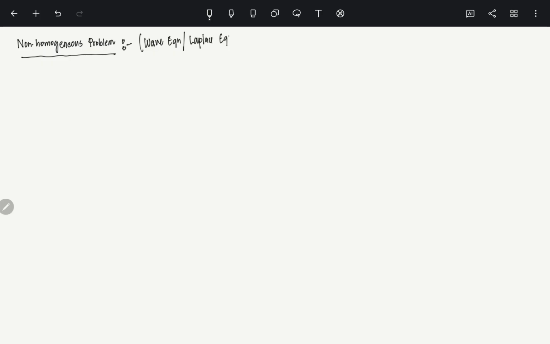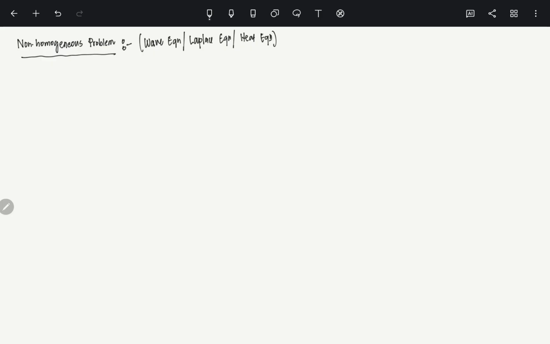and the heat equation. So essentially what I am saying is, if you know how to solve the homogeneous problem for those three equations, you can use that idea and the tricks which I'm going to show you to solve the non-homogeneous wave equation, or non-homogeneous Laplace equation, or non-homogeneous heat equation. So this is not for any particular equation, this is just for a non-homogeneous problem.